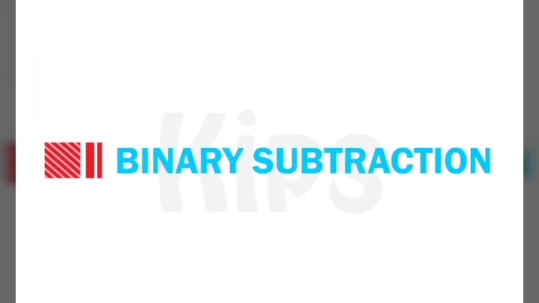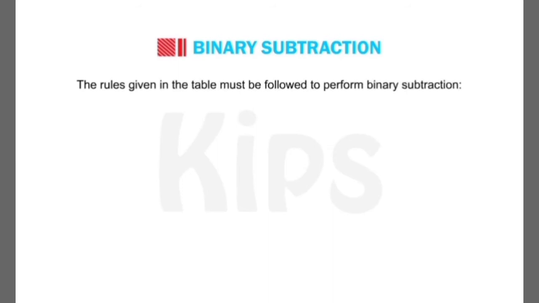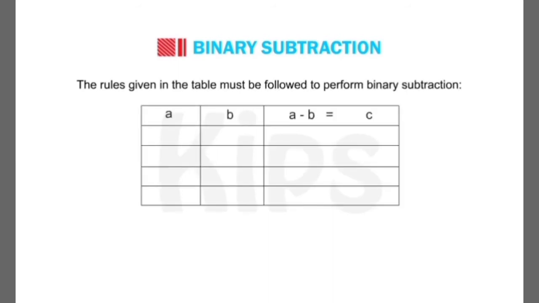Next is binary subtraction. In binary subtraction, we have to follow a table. Same way we have done in addition. A minus B. So 0 minus 0 is 0 in binary. 1 minus 0 is 1. And 1 minus 1 is 0.